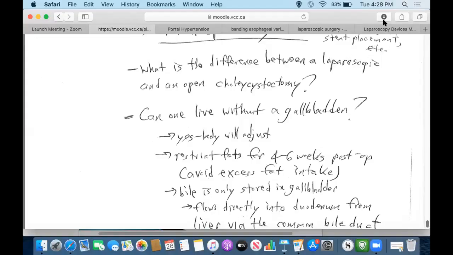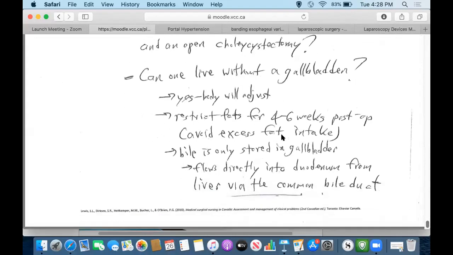And the final part of that question was, can someone live without a gallbladder? Yes, they can, and they have to adjust their diet, but they totally can. Bile flows directly into the small intestine now via the common bile duct, but they can absolutely live without it.